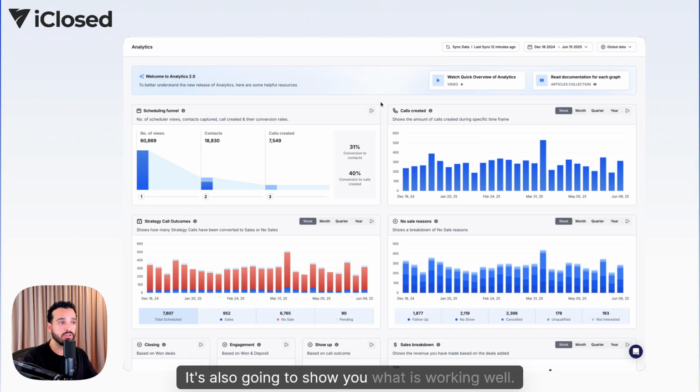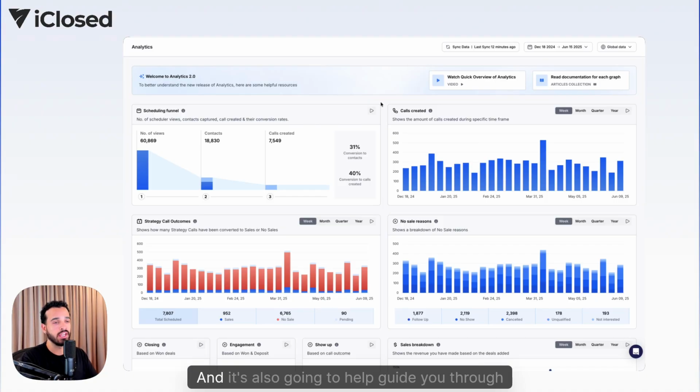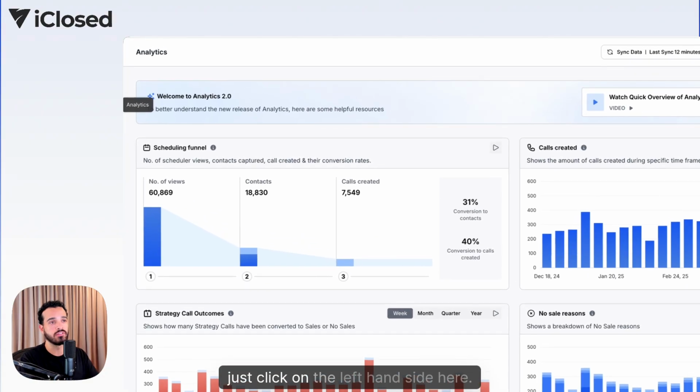It's also going to show you what is working well, but most importantly, it's just going to show you where there is room for improvement. And it's also going to help guide you through creating your disqualification and routing rules in the most effective way possible. So when you go to your analytics dashboard, just click on the left-hand side here.